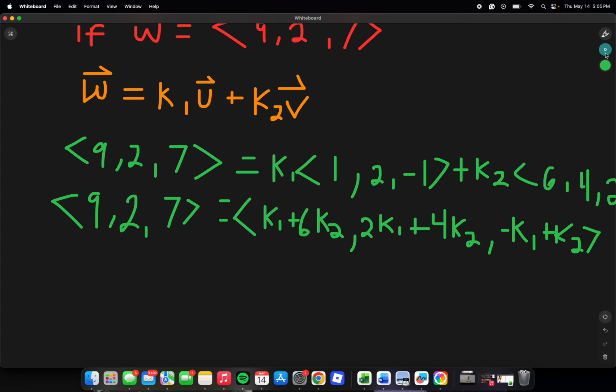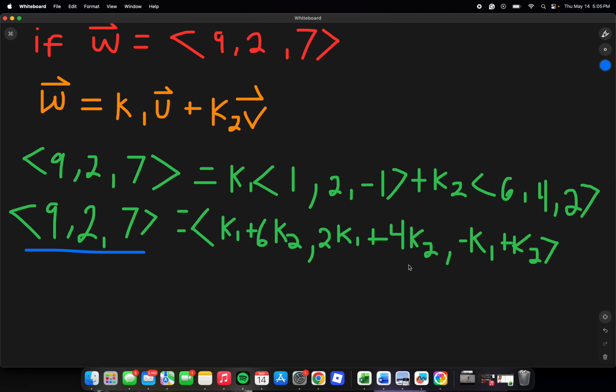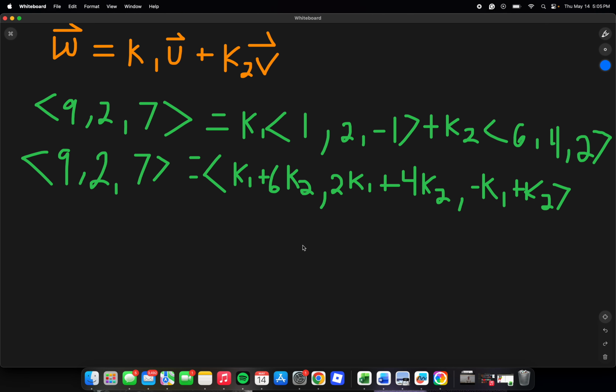Okay, so basically what this is saying is that this vector can be described, if it's in the span of the vectors, as some combination of coefficients of these other vectors. So how do we solve for k1 and k2? Well, it's actually quite simple, although it's just a little tricky to see at first. Set each component equal to each other.